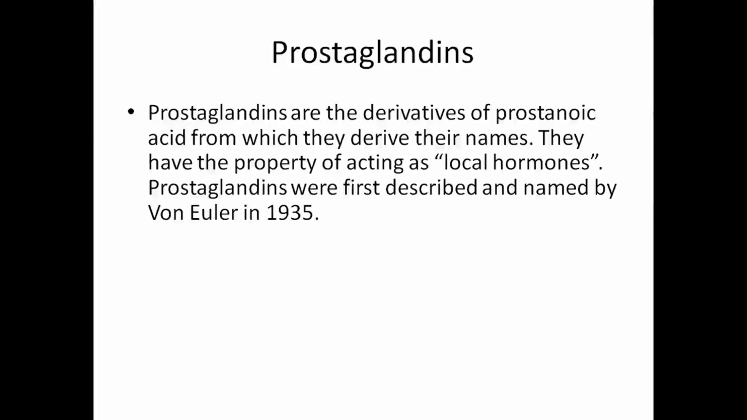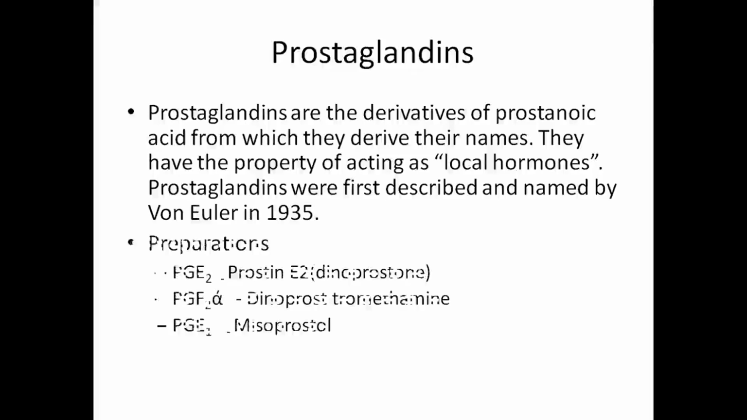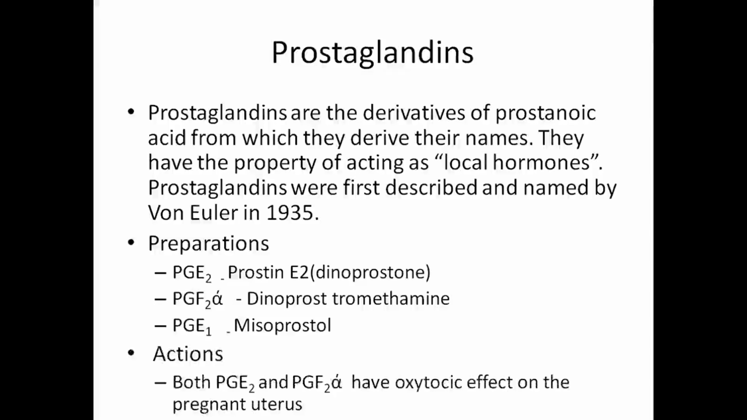The third one is prostaglandins. Prostaglandins are derivatives of prostanoic acid, from which they derive their names. They have the property of acting as local hormones. Prostaglandins were first described by name by von Euler in 1935. The preparations used are PGE2, that is Prostin E2 dinoprostone, PGF2 alpha, and PGE1, that is misoprostol. Actions: both PGE2 and PGF2 alpha have oxytocic effect on the pregnant uterus.